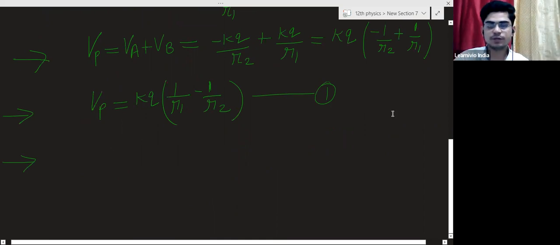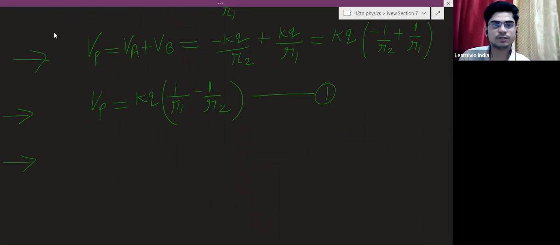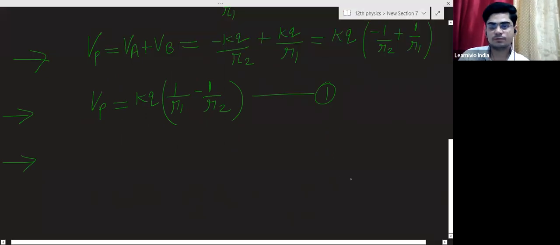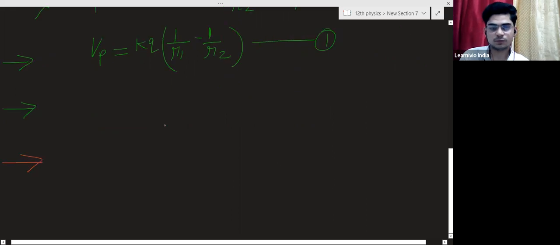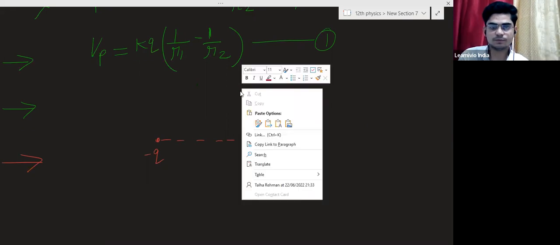We will do the construction again. I am drawing this diagram again. This is a point, another point. This is charge minus Q, and this is plus Q. And this is the point P.